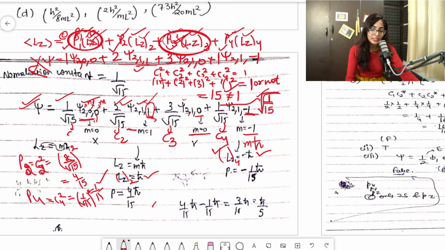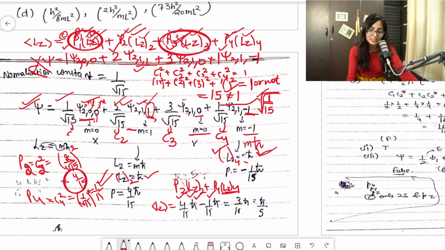So now let's put this into the formula. It would be P2 into LZ2. What is P2? P2 is 4 by 15. So I wrote 4 by 15 into LZ2, P2 into LZ2 plus P4 into LZ4. Clear? This LZ2 value was H cut, so I wrote H cut. Then what was P4? P4 was 1 by 15, so I wrote 1 by 15, and LZ4 I calculated, that was minus H cut. So 1 by 15 into minus H cut will become minus 1 by 15 into H cut.